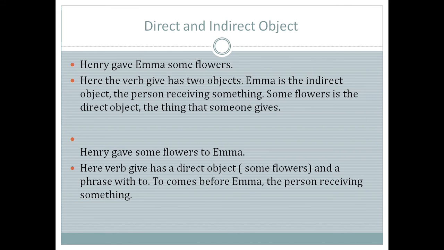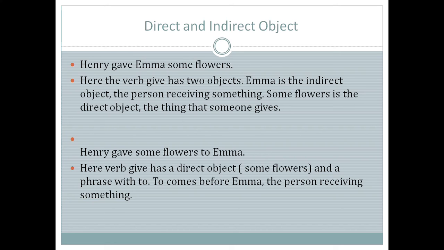Now we have another lesson, direct and indirect object. An object can be direct and indirect. We have some transitive verbs that take two objects. Here we have an example. Henry gave Emma some flowers. Henry subject, gave verb, Emma indirect object. The person receiving something is the indirect object. Some flowers, the direct object. The thing that is given is the direct object.